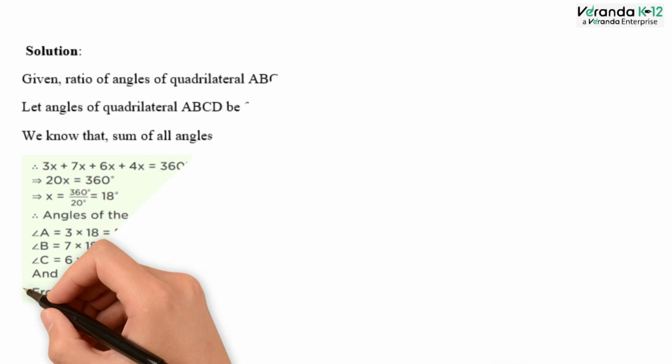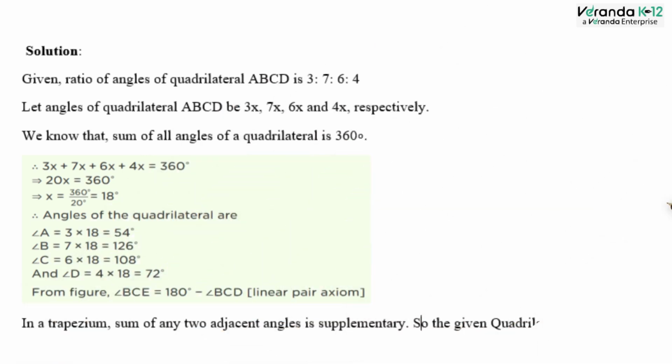Solution. Given the ratio of angles of the quadrilateral ABCD is 3:7:6:4. So, let us take the angles as 3x, 7x, 6x and 4x respectively. We know that the sum of the angles of a quadrilateral is 360 degree. Upon solving, we will get the value of x as 18 degree. Therefore, angle A is equal to 54 degree, angle B is equal to 126 degree, angle C is equal to 108 degree and angle D is equal to 72 degree. Here, angle A plus angle B is equal to 180 degree and angle C plus angle D is equal to 180 degree.